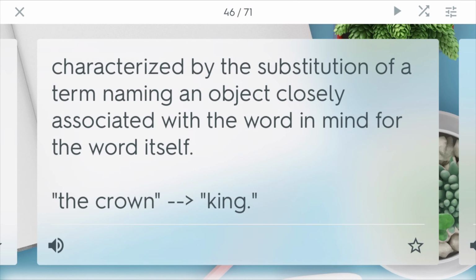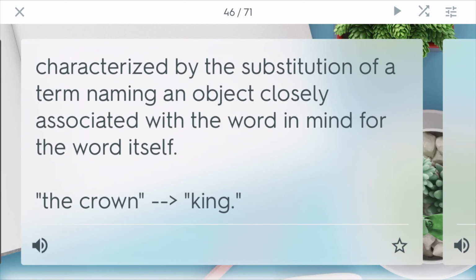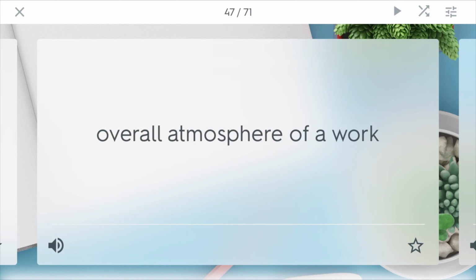Metonymy is characterized by the substitution of a term, naming an object closely associated with the word in mind, for the word itself. One example would be substituting the word crown for the king, as these have very similar connotations. The mood is the overall atmosphere of a work. It's what the author is trying to convey.